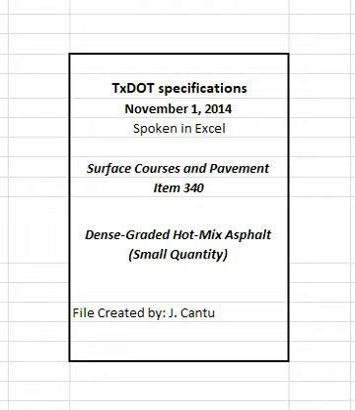Item 340. Dense graded hot mix asphalt, small quantity. 1. Description. Construct a hot mix asphalt, HMA, pavement layer composed of a compacted, dense graded mixture of aggregate and asphalt binder mixed hot in a mixing plant. This specification is intended for small quantity, SQ, HMA projects, typically under 5,000 tons total production.